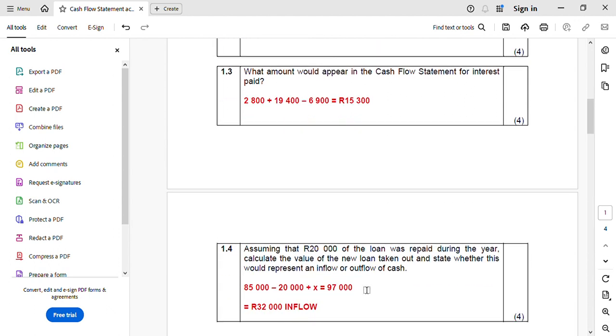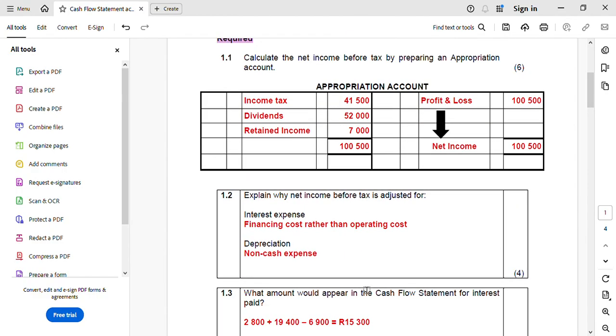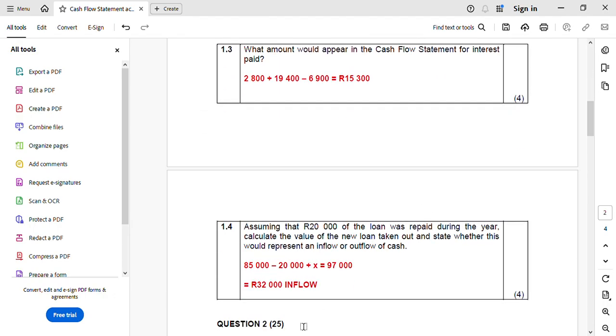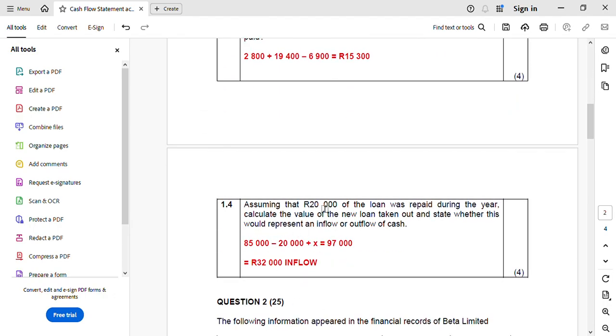And then, assuming that 20,000 Rand of the loan was repaid, calculate the value of the new loan. If you look back up here, your non-current liabilities went from 85,000 to 97,000. So we started with 85,000. That 20,000 repayment would decrease your loan balance, and we add something, which is our new loan, X, and that must give us the non-current liabilities at the end, and you solve for X. As you are receiving money from the bank, that is an inflow of cash.